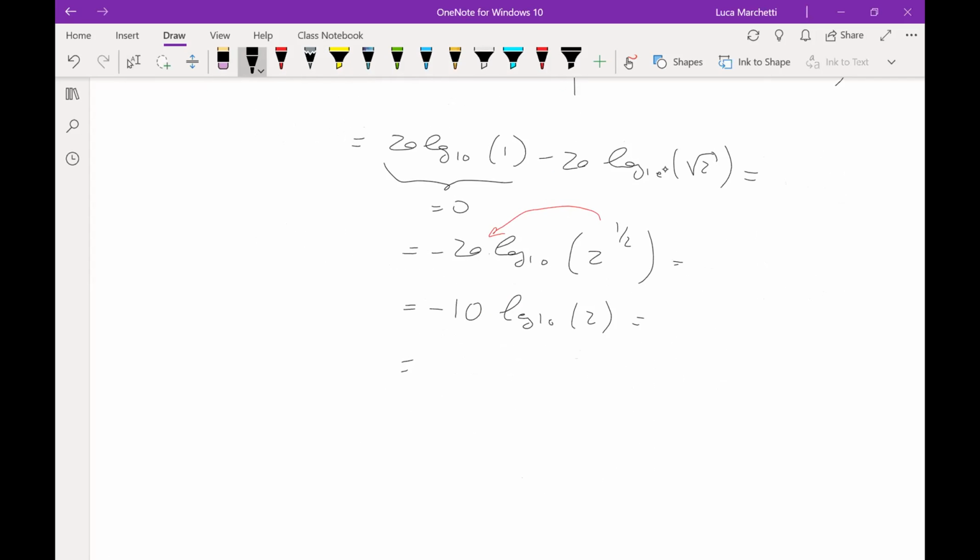So this value is approximately 0.3. So minus 10 times 0.3. And the result is the magic number, minus 3 dB.